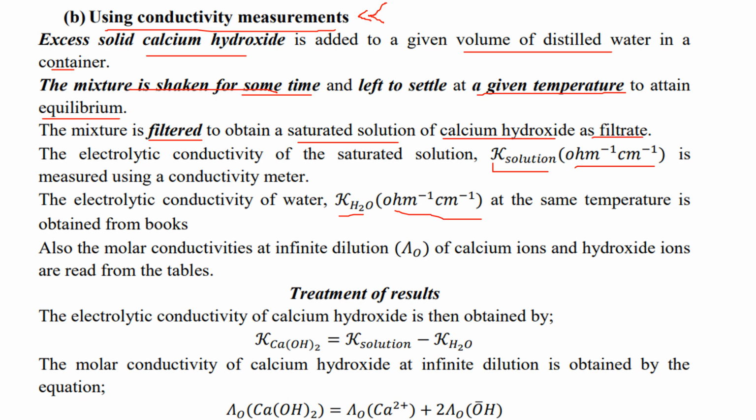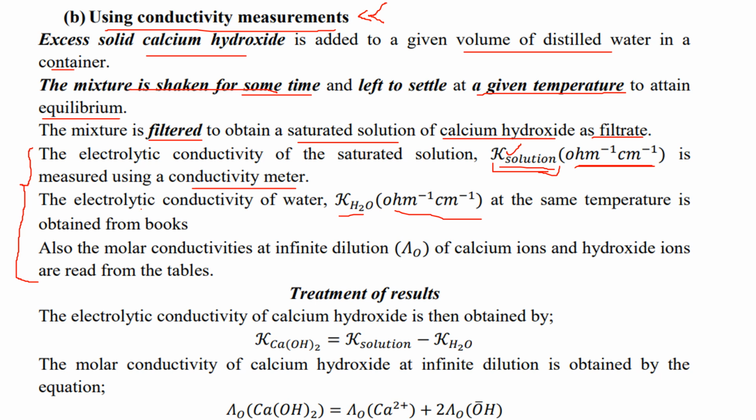Now what varies this experiment from the previous method is this. After getting your filtrate, we get the electrolytic conductivity of the solution, which is going to be denoted by K solution. This K denotes electrolytic conductivity, and solution shows that the electrolytic conductivity of the solution is going to be measured using a conductivity meter. I told you that you can either include units or leave them out. It's not a must. You get your marks.